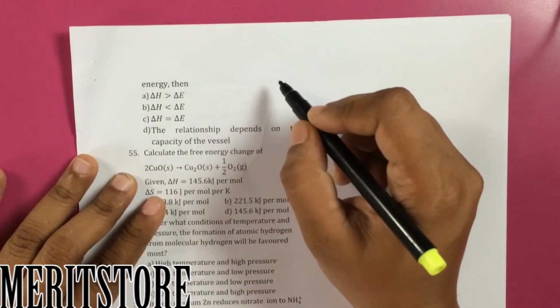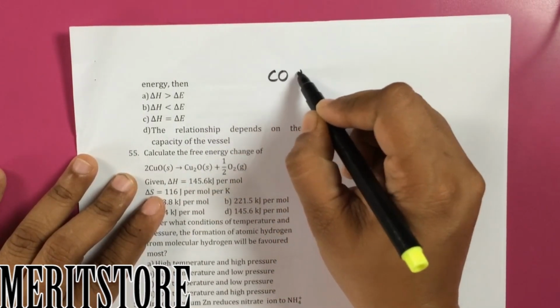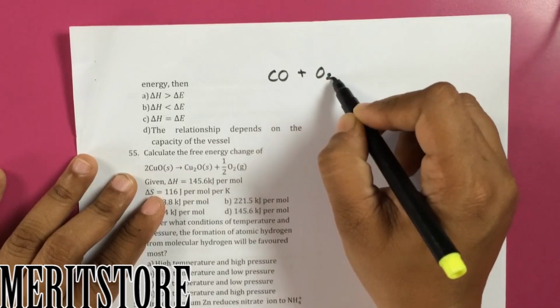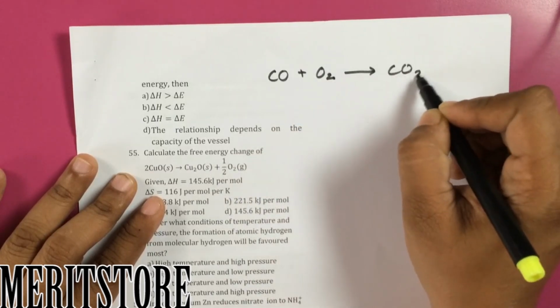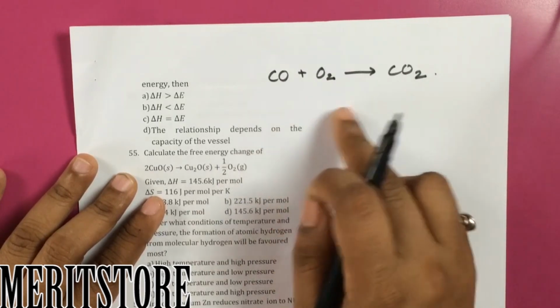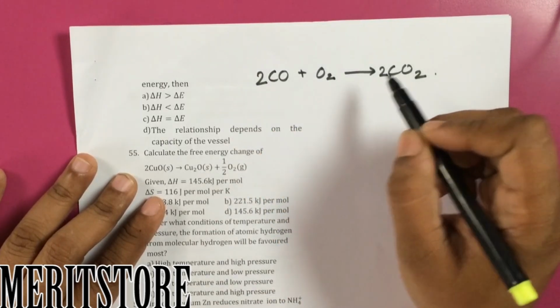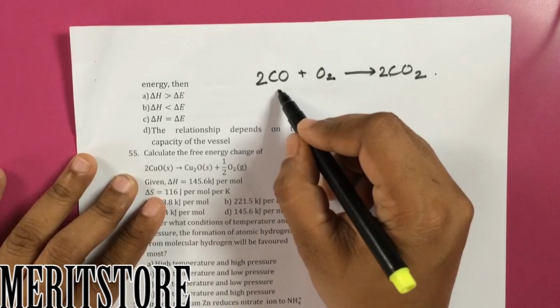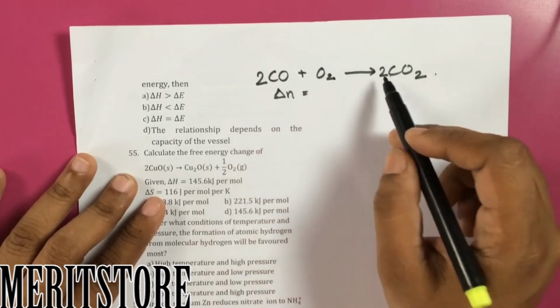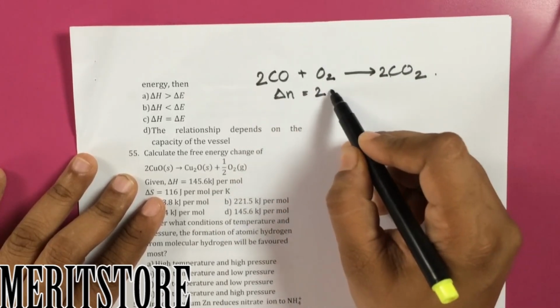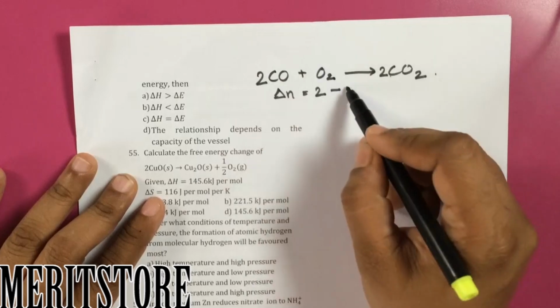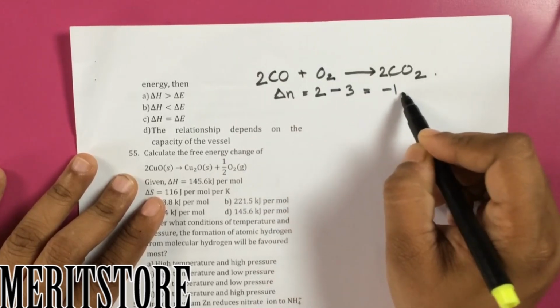Now in this case, first of all, the carbon monoxide is allowed to react with oxygen so as to give formation of the carbon dioxide. If we balance this reaction, this will be twice, this will be twice. Now for this particular reaction, if I calculate the delta n, the number of moles of products are 2 and number of moles of reactants total are 3. So therefore this will be minus 1.